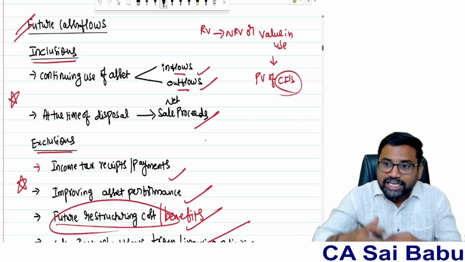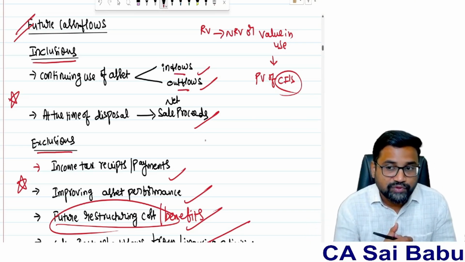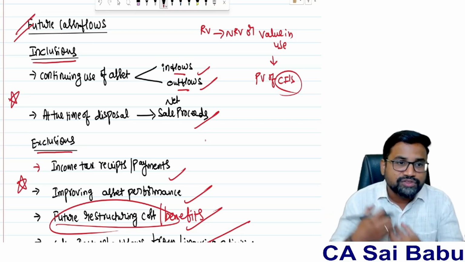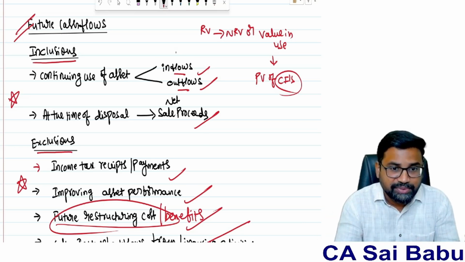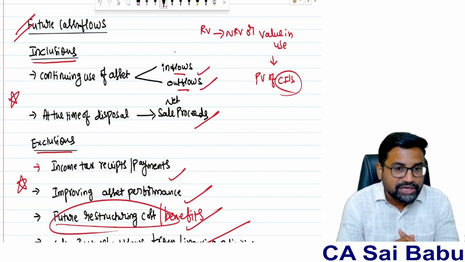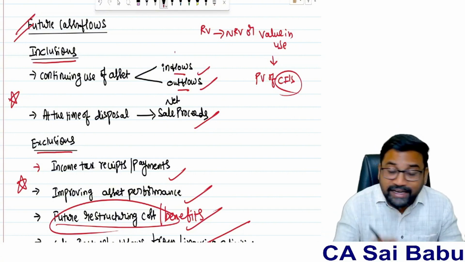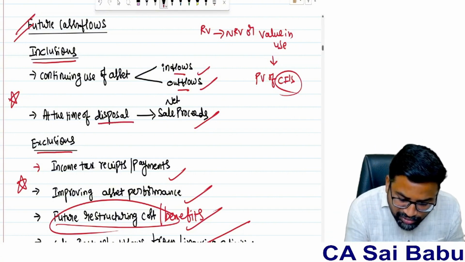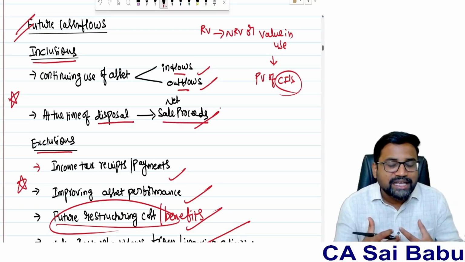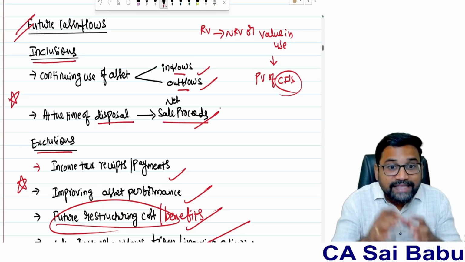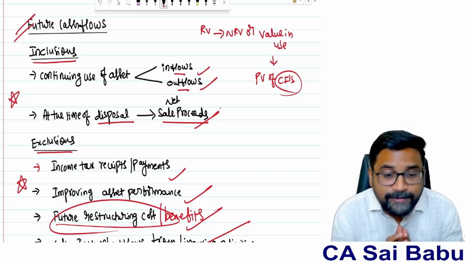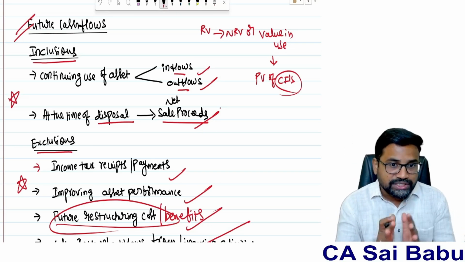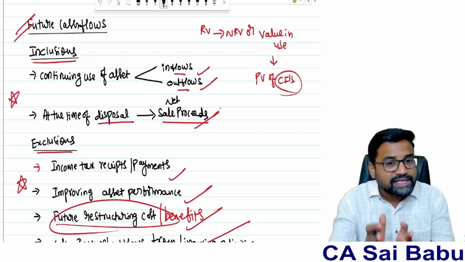Now the asset in respect of which we are ascertaining the future cash flows, from that asset, what are the inflows we are expecting? What are the outflows we are expecting? So that you need to consider as a part of the future cash flows. Second important thing is, at the time of disposal, what is the net sale proceeds this asset is going to generate? That is also to be considered as a part of the future cash flows inclusions. So suppose the life of the asset is 10 years.